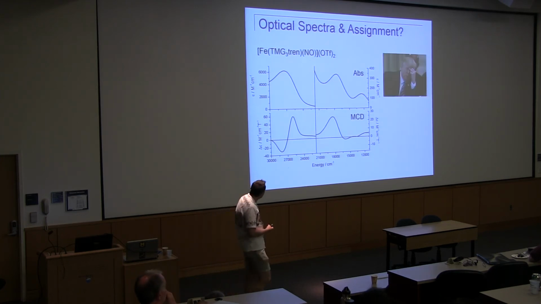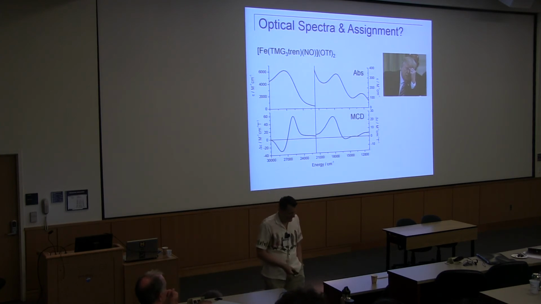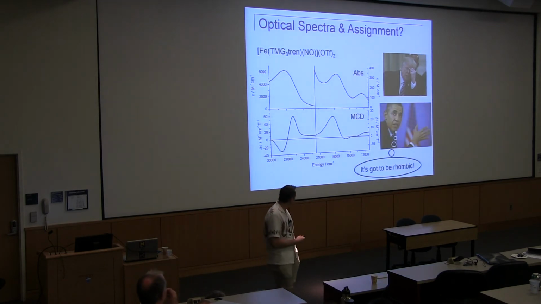So you ask yourself now, oh my God, what am I going to do with this? I'm going to assign this. It's a big headache, right? So we can see if MCD can help. We can also ask former President Obama. He says you can see this here, right? It's got to be rhombic, so all 5 d orbitals are split.